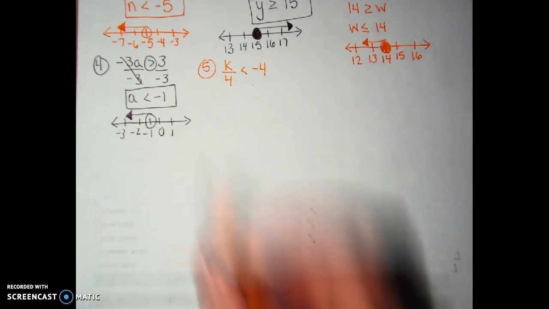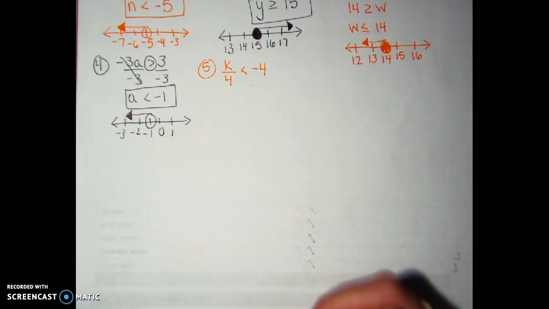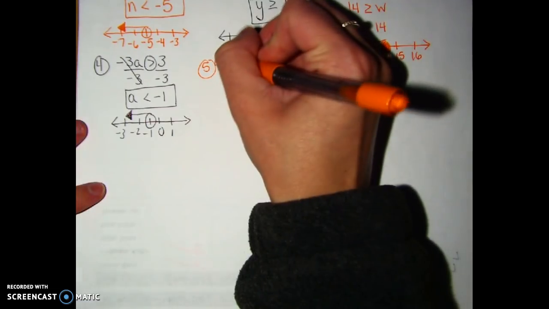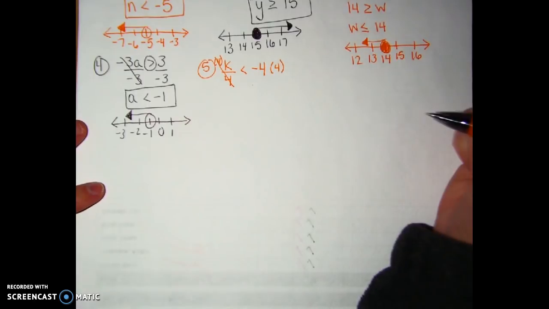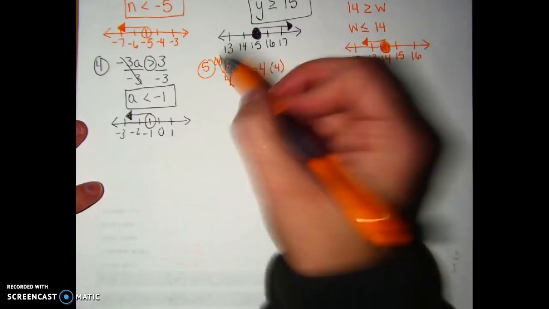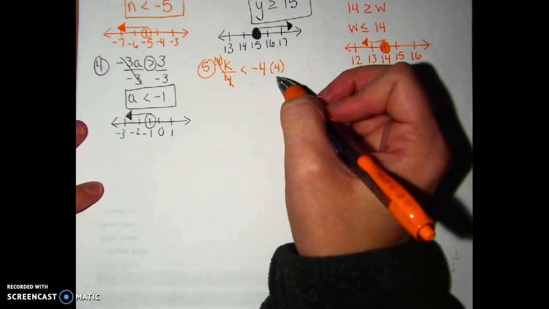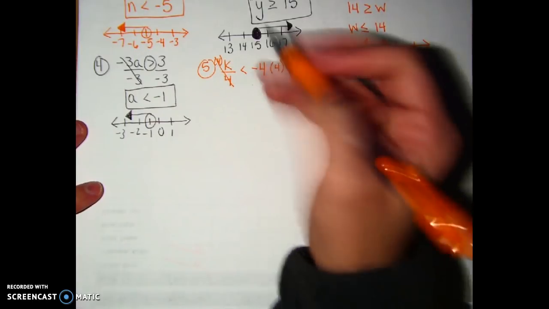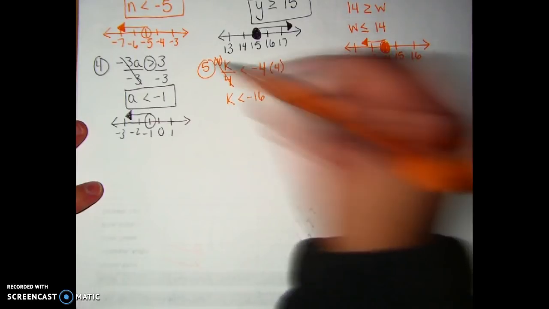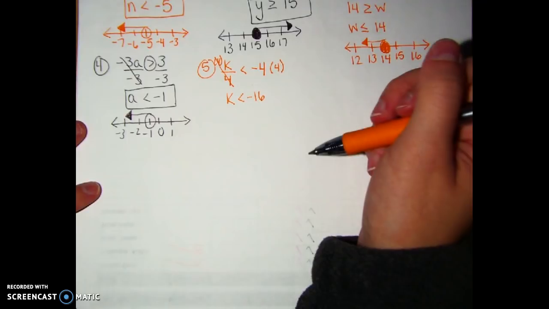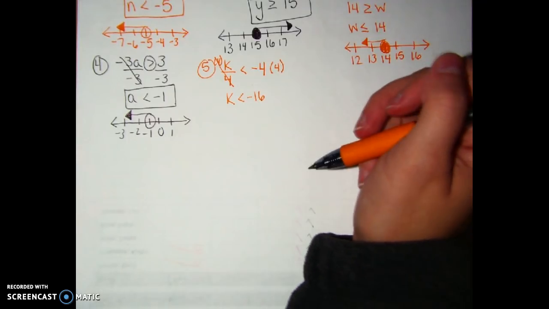So hopefully you know that since it's dividing, I'm going to have to multiply by 4. Do I flip the sign? Nope, I do not flip the sign because I'm actually multiplying both sides by 4, not negative 4. So the rule is, if you multiply both sides by a negative, you flip it. I multiplied both sides by a positive, so I don't flip it.